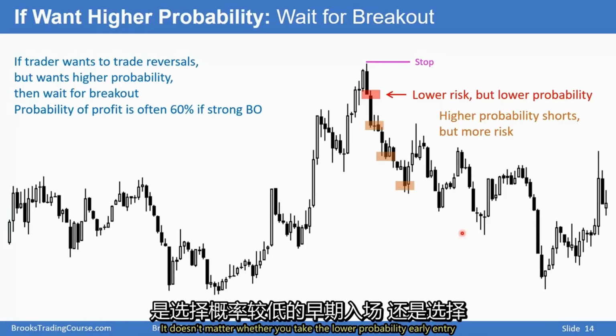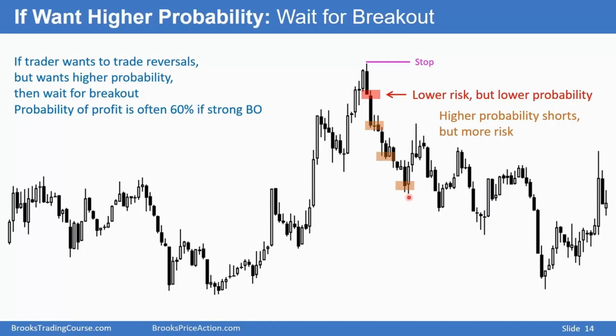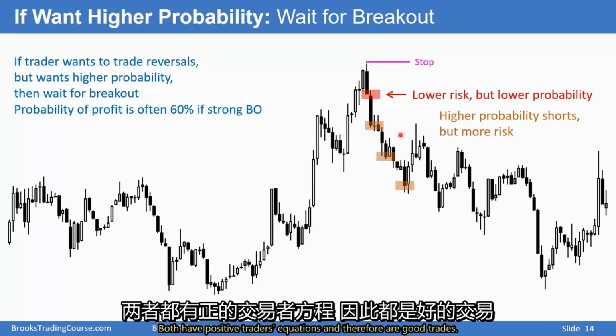It doesn't matter whether you take the lower probability early entry or the higher probability later entries. Both have positive traders' equations and therefore are good trades.